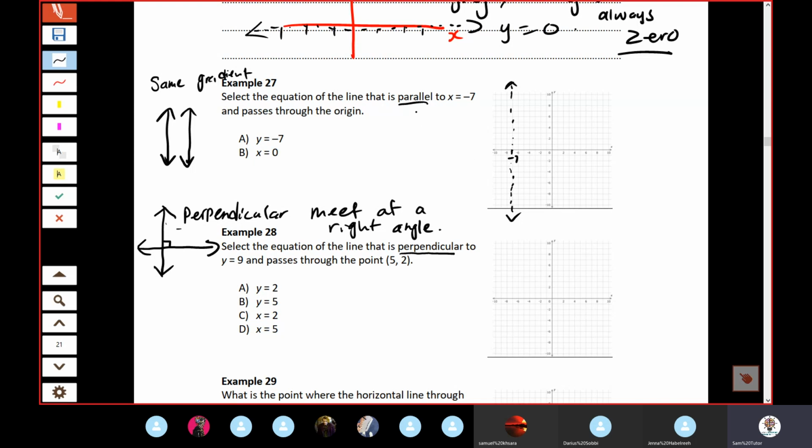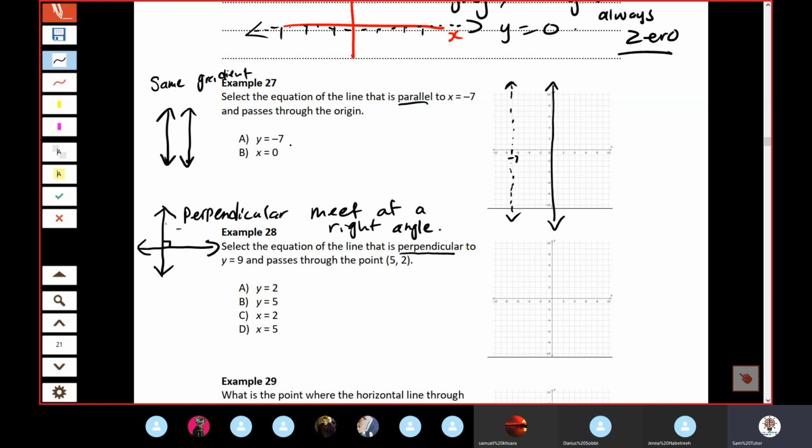And we want it to be parallel to this and passing through the origin. So it's got to be parallel, which means that would be parallel, that would be parallel. I'm not drawing it very straight, but you guys get the idea. But they've got to pass through the origin, which is right there.